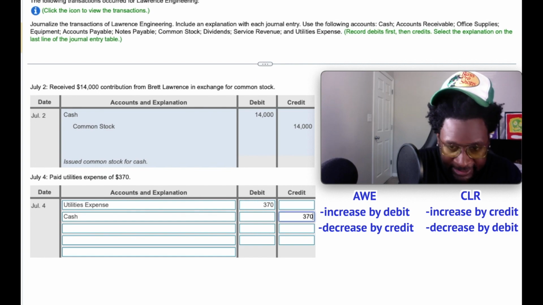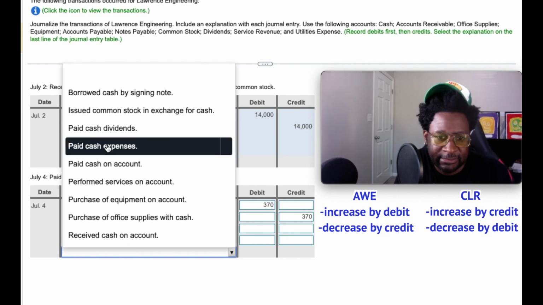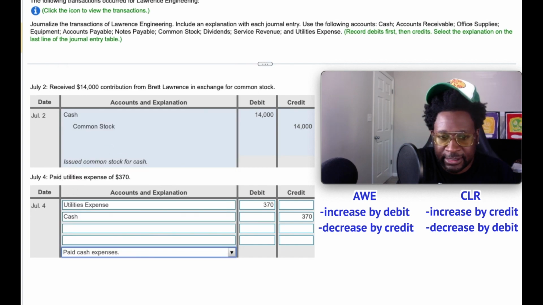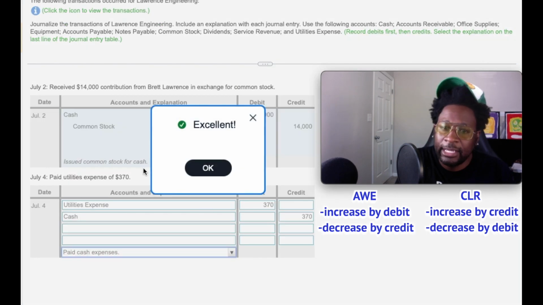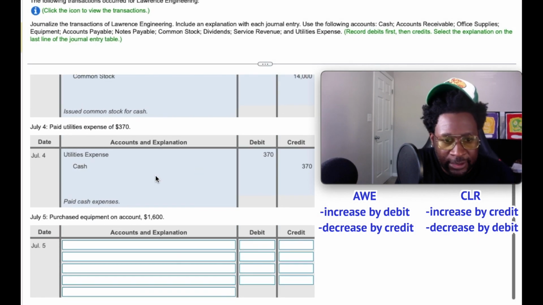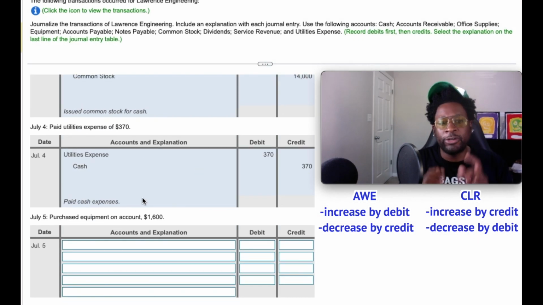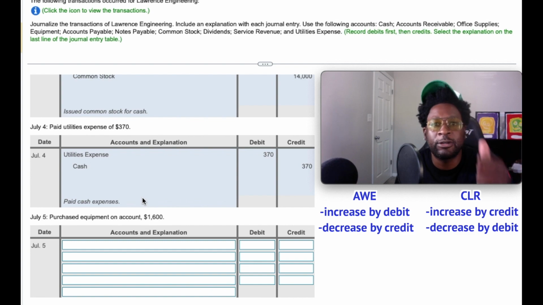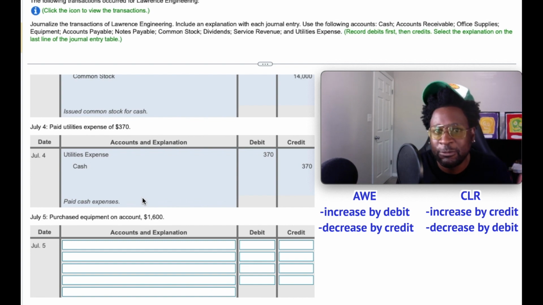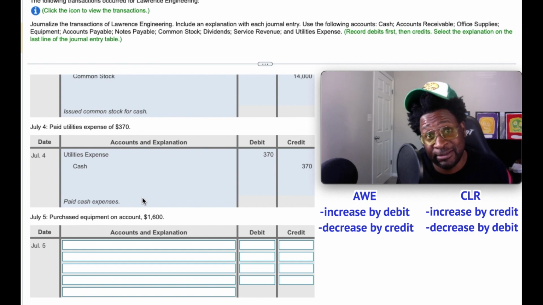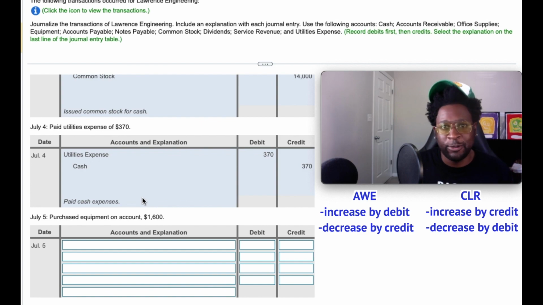What about that explanation, gang? Well, obviously we paid on an expense, didn't we? Sounds about right. Check the answer. Excellent. Moving on. Now we purchase equipment on account. Keywords: equipment on account. Now, equipment is the freebie, right, gang? We know nine times out of ten, if it's a keyword, it's going to be that account that's affected. This is an example of that. Equipment. We know equipment is an asset. Which gang does that belong in?